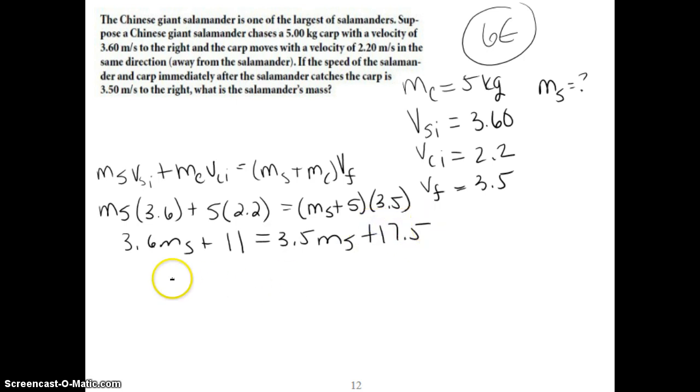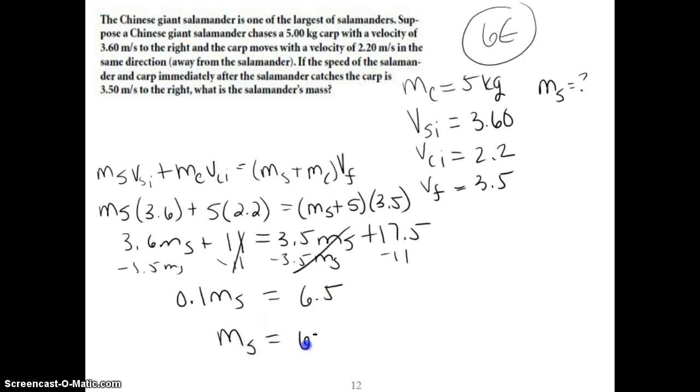And solve. I'm going to subtract the 3.5 from this one over here, and I get 0.1 times the mass of the salamander equals 6.5. And when I divide, I get the mass of the salamander is 65 kilograms. And that's it, guys.